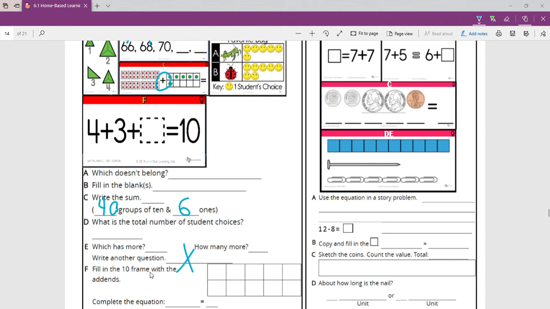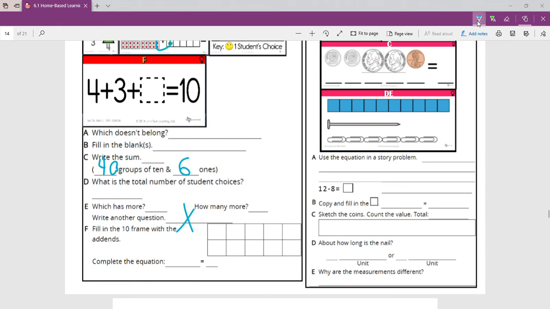Now look at F. Ooh, I like F. Let me change the color of my pen. Make it a little bit thicker. Luna is down here by my feet and she wants to be part of the video, she says.